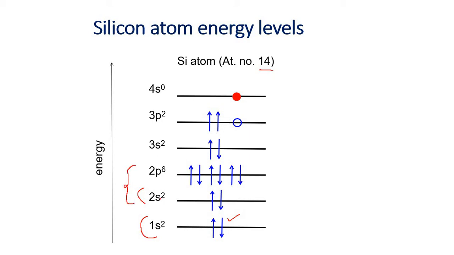How many electrons can reside in the second orbital? 8: 2 in s, 6 in p. And how many can reside in the third orbital? But how many electrons are left? 4. So 2 go here and then 2 go here. And how many states are vacant? 4 are vacant states. So this is the outermost orbital. We will discuss one by one.